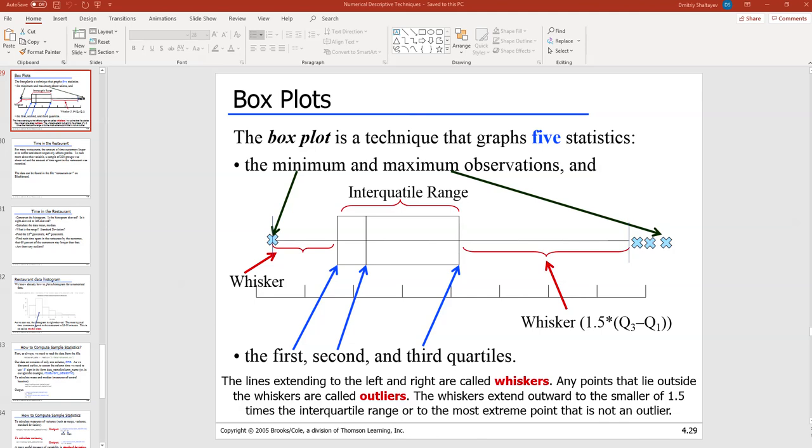Okay, so this is, I believe, lecture number 6, and we're going to pick up right where we finished in the previous lecture. In the previous lecture, we discussed 3 major categories of measures that we can calculate for a numerical data set.